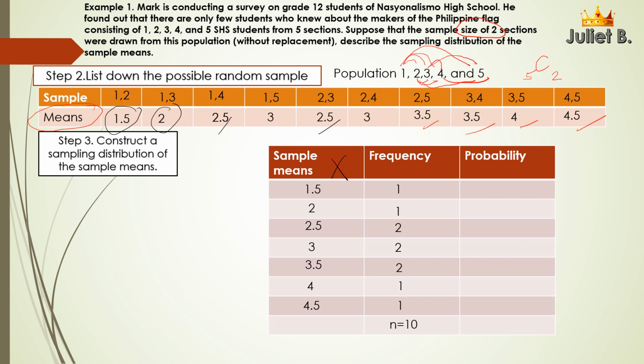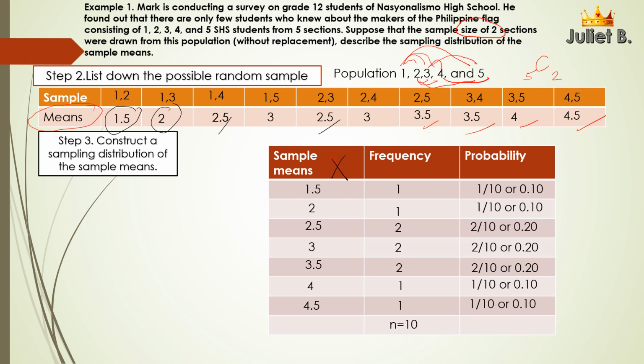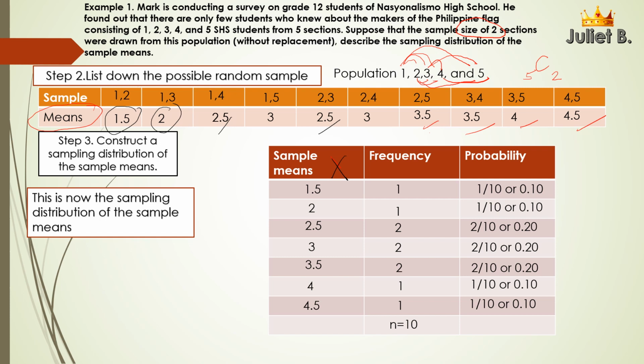Itong mga sample size natin. Ilan ba ang 1.5 out of 10? So, 1 over 10 or 0.10. Ang 2, anong probability ng 2? So, 1 over 10 din or 0.10. Ang 2.5, dalawa sila, 2 over 10 or 0.2. 3, 2 over 10 or 0.2. 3.5, 2 over 10 or 0.2. Ang 4, isa lang siya, 1 over 10 or 0.10. 4.5 is 1 over 10 or 0.10. So, ganyan gumawa ng sampling distribution of the sample means. So, ito na yon.